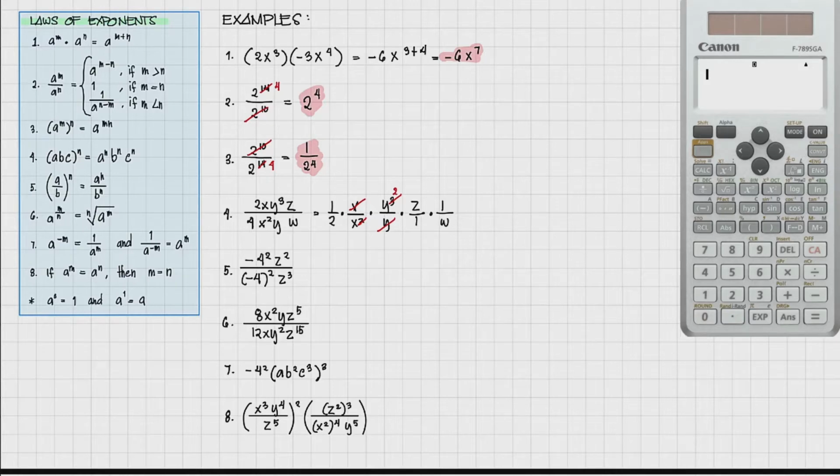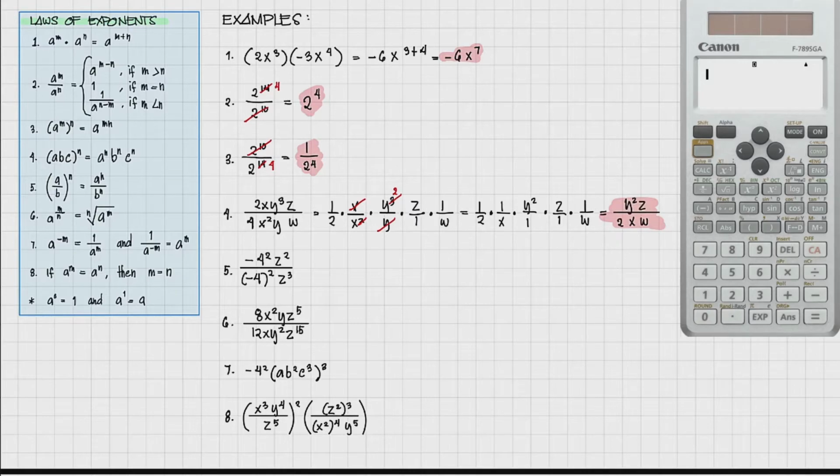And then the next two terms are already in simplest form. So we could rewrite this: we have 1 half times 1 over x times y squared over 1 times z over 1 times 1 over w. Rewriting it to further simplify it, we get y squared times z over 2 times x times w. And that's the final answer for number 4.